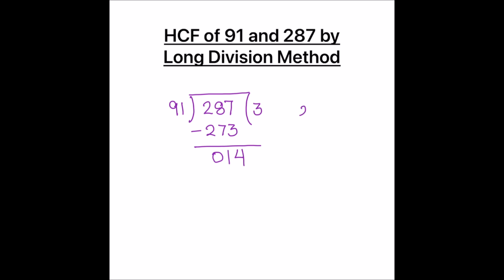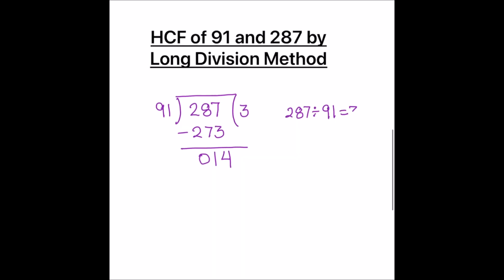So if we divide 287 by 91, we get the remainder as 14. In the next step, this remainder will be our new divisor. So now we'll use 14 as the new divisor and we'll divide 91, the previous divisor, by 14.